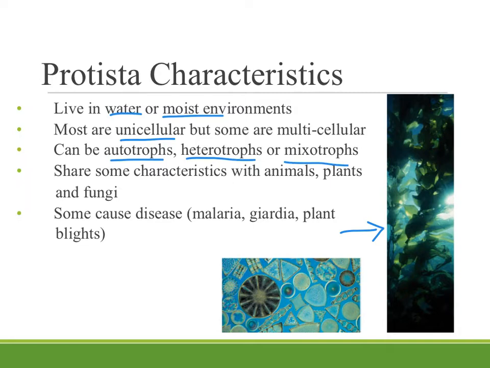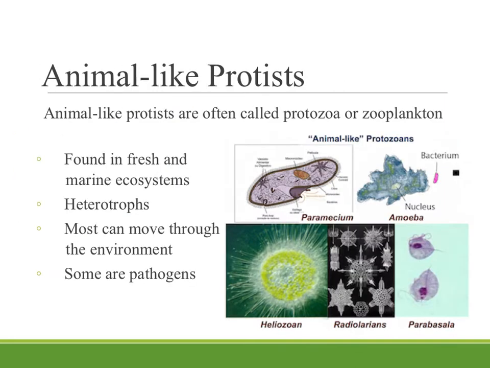And some of them actually do cause disease. Malaria, which might be a disease you've heard of, is actually caused by a protist, not a bacteria or a virus, but a unicellular eukaryotic organism in the protist kingdom. Giardia is another perhaps familiar protist-caused disease, and plant blight or powdery mildew, other plant diseases that gardeners have to worry about, are actually caused by protists.